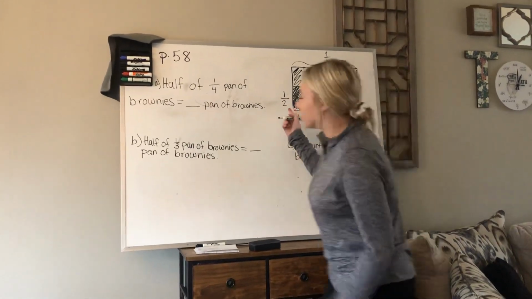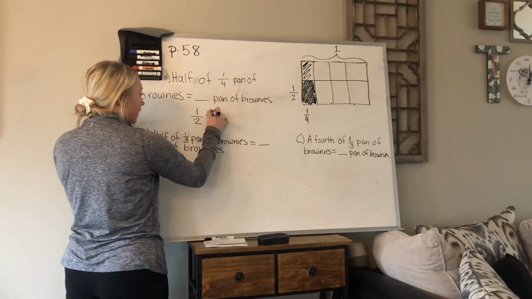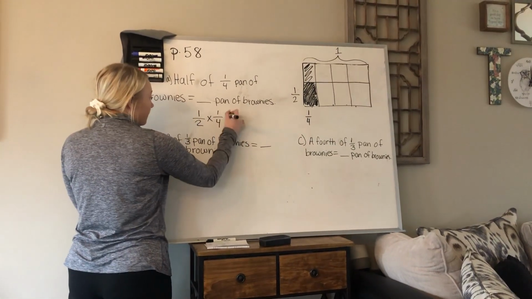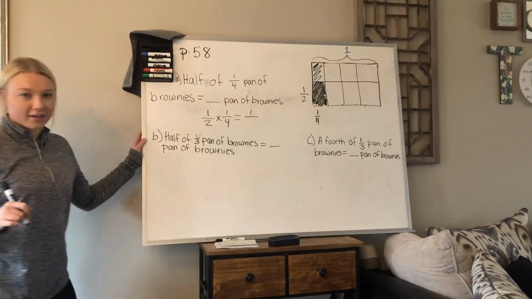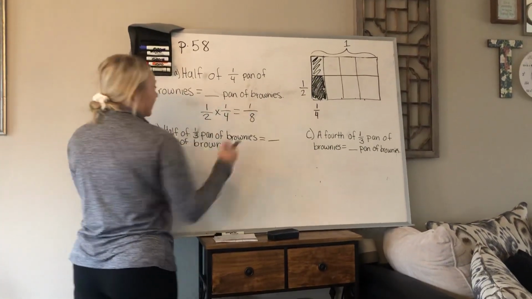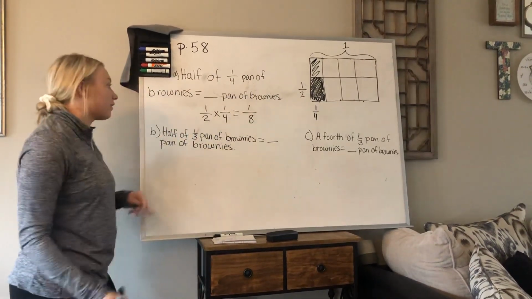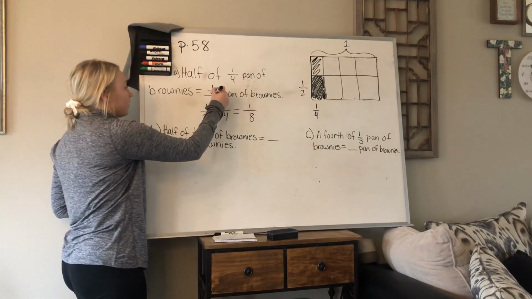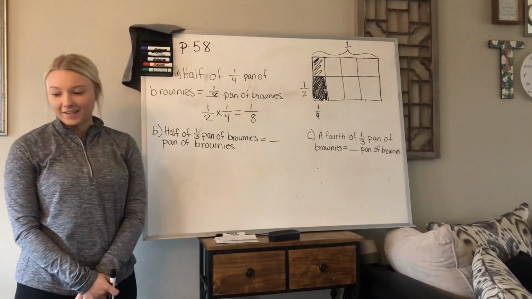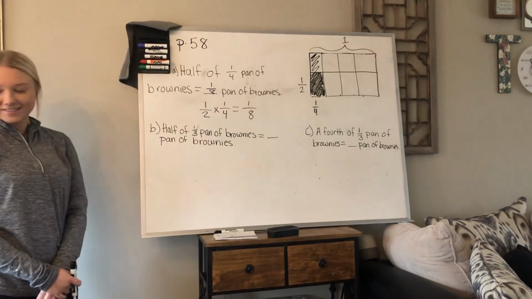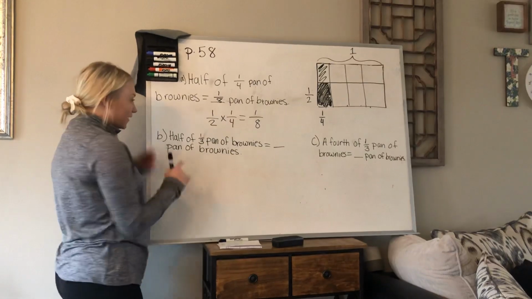So now what they also showed is the math. So they did 1/2 times 1/4. And then we all know that that is 2 times 4 is 8. 8. So half of 1/4 of pan of brownies is 1/8 pan of brownies. Are we following? Yes. Okay. Any questions? No. Okay. So now we're going to move on to B.